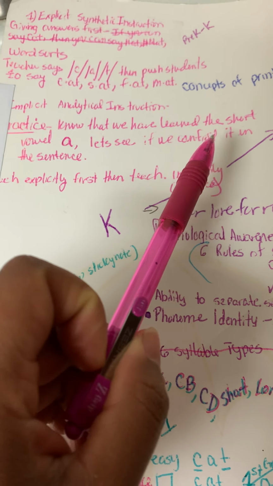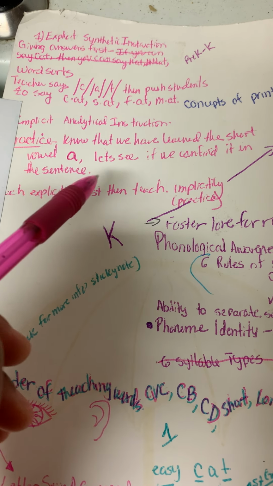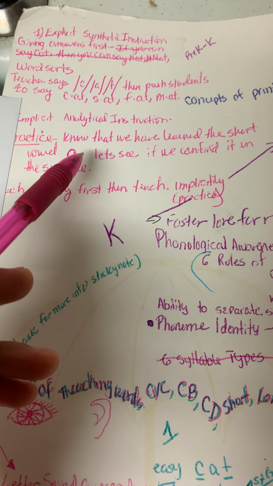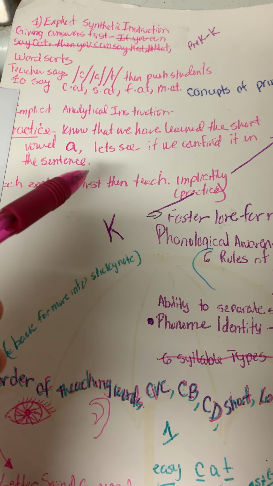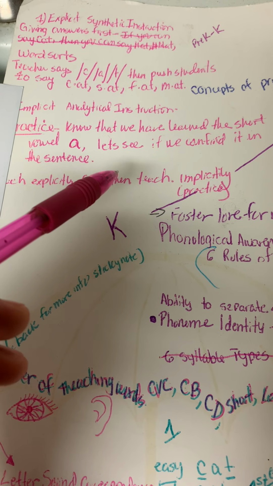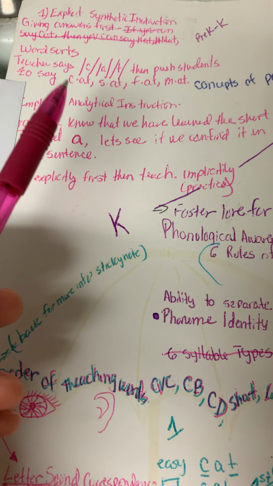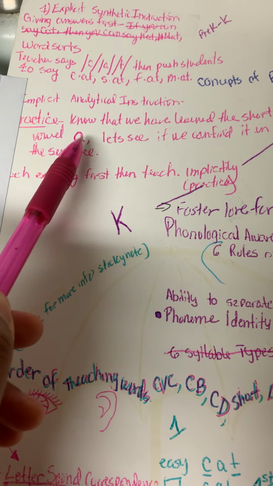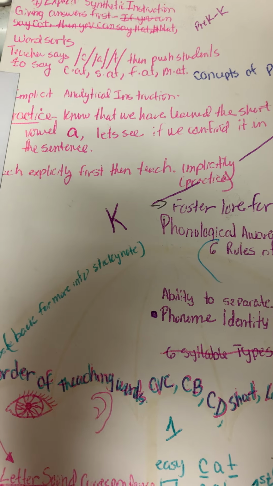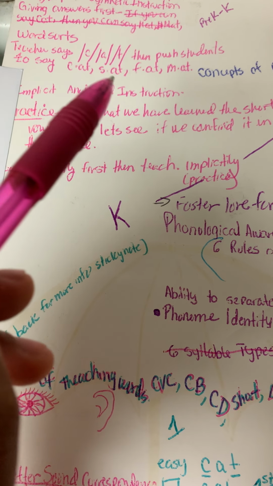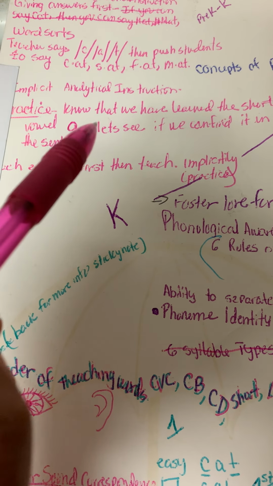know that we have learned the short vowel A. So the teacher will tell the student, hey kids, remember that we learned the short vowel A? So let's see if we can find it in a sentence. And then she'll give them a whole sentence that says, Matt came to the movies. So the kids are supposed to find Matt, it's a short vowel, and they're supposed to point at the A and say, hey, that's a short vowel A. So the teacher gives examples to reinforce the learning of the student.